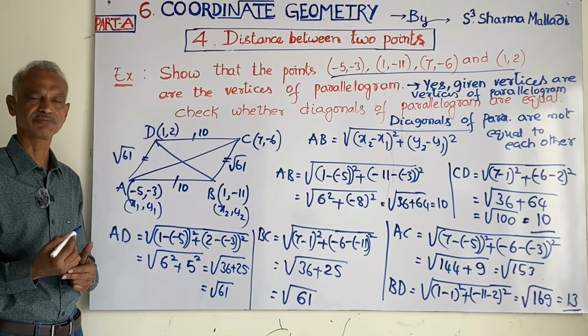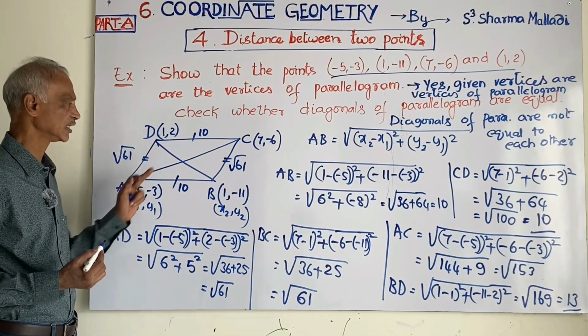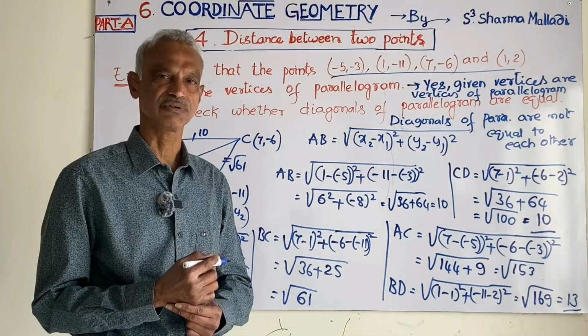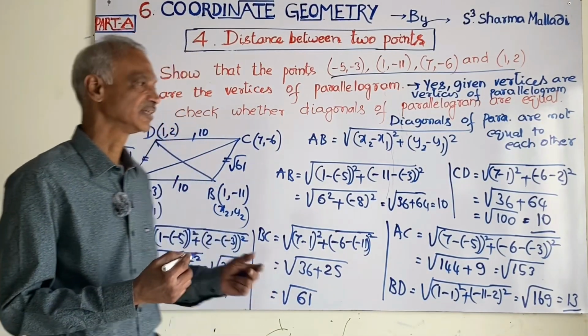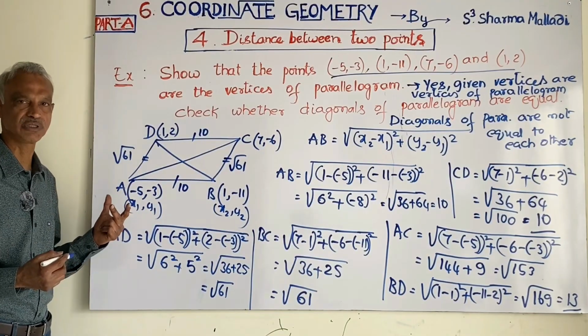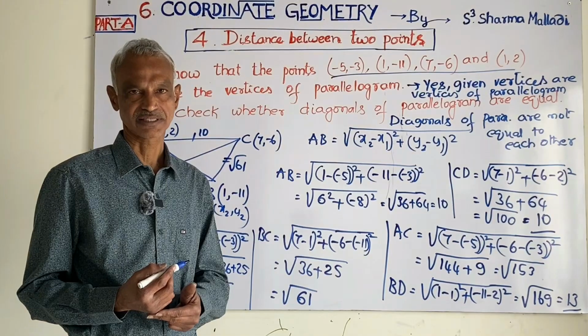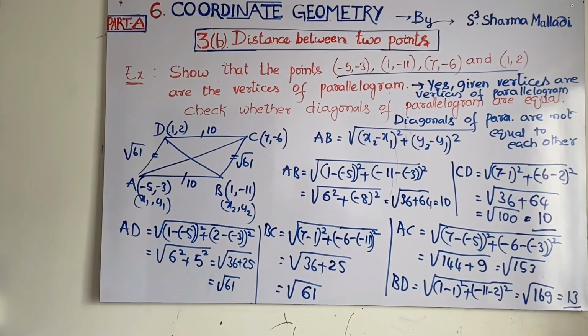By taking distance between 2 points, we can check whether the diagonals are equal or not, whether the opposite sides are equal or not. Like this, distance between 2 points is very useful, and it will also be useful in Google Maps. Distance between 2 points.